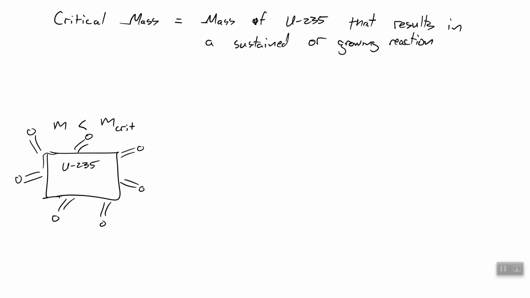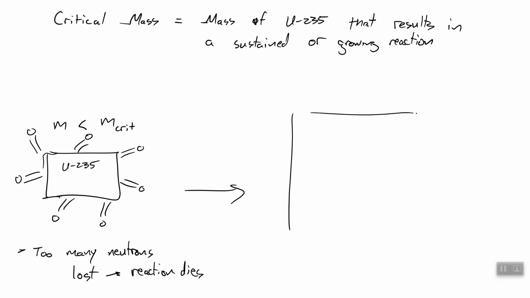The problem is we're losing some of those neutrons from our mass. And so for a small mass, you're losing too many neutrons from the surface. And so your reaction dies. You won't consume all of the U-235.